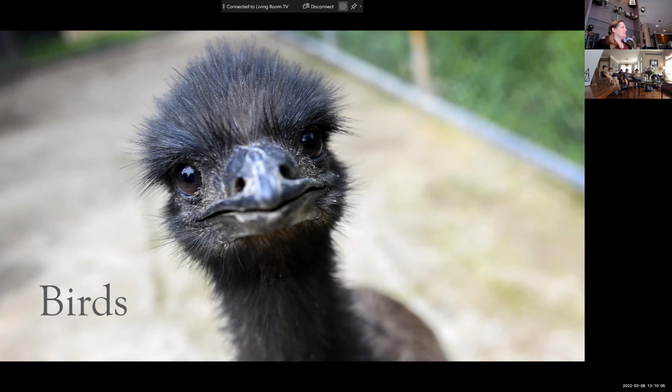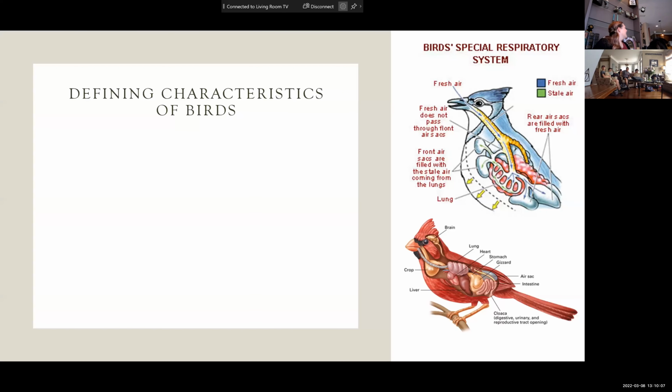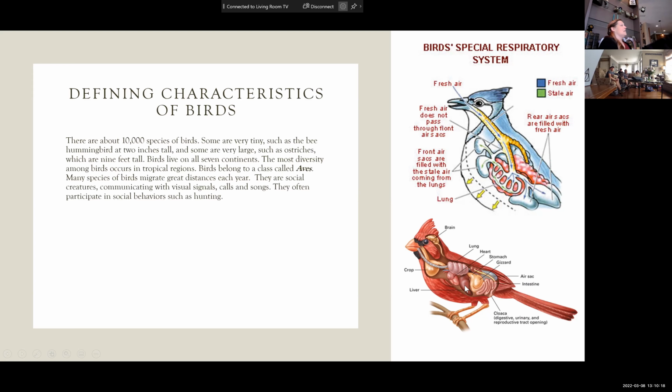He's cute. Okay, so our defining characteristics of birds, I'm gonna whip through some of these, but I need you to pay attention. There are about 10,000 species of birds. There are more species of birds than there are mammals, way many more. And there are more species of fish than there are birds. So you've got things like tiny hummingbirds to ostriches, which can be like 9 feet tall. Those things are crazy huge and scary when you're up close to them.